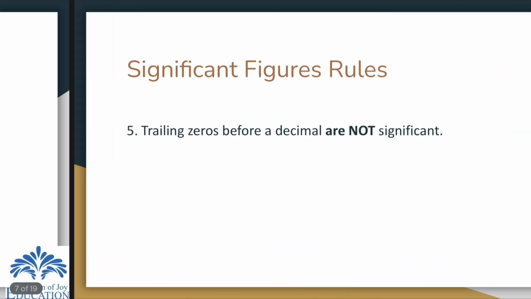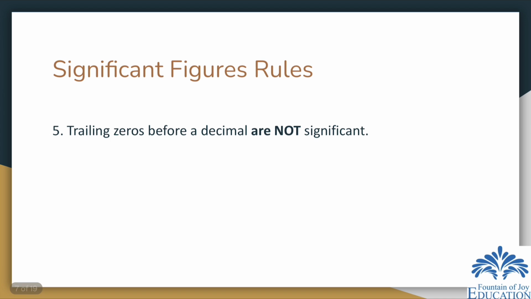Rule number 5. Trailing zeros before a decimal are not significant. Here I have 3,400. The two zeros here are before a decimal point, and therefore these two zeros are not significant. So the number 3,400 has only 2 significant figures.